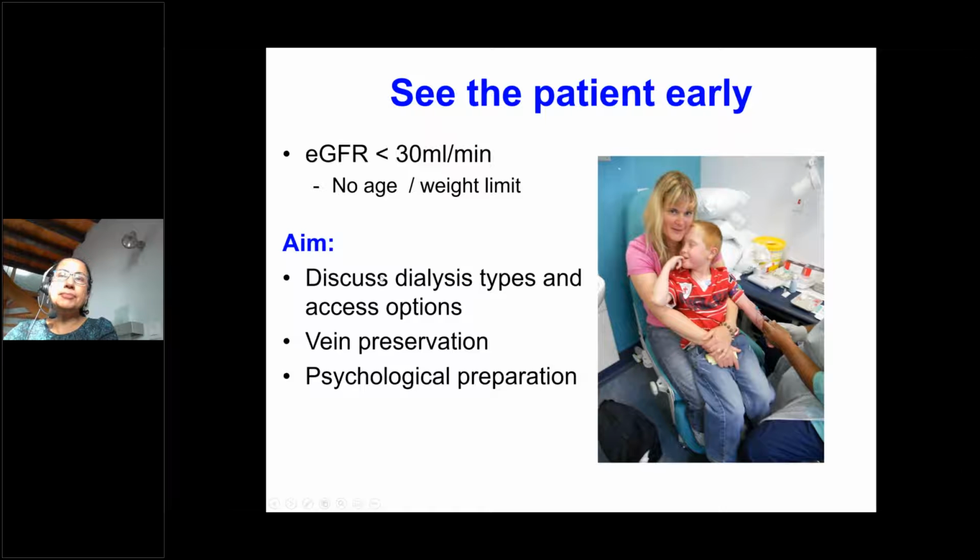And the importance is to discuss the options for different types of dialysis and the types of access options, to stress vein preservation, and to begin psychological preparation for the young child when they need fistula cannulation. And vein preservation is so important because, as you see, even in this picture, somebody is taking blood from the antecubital fossa, and this sort of practice must really be stopped.